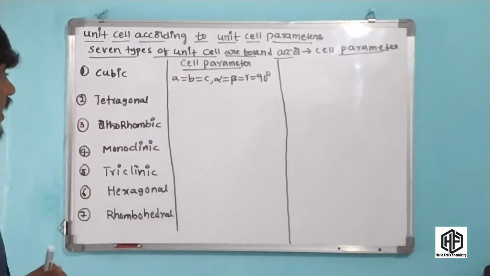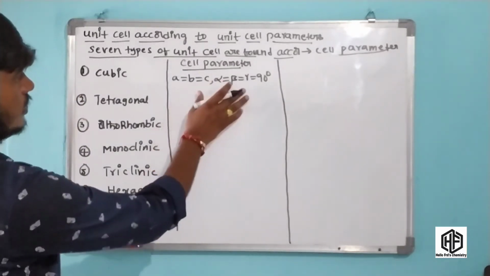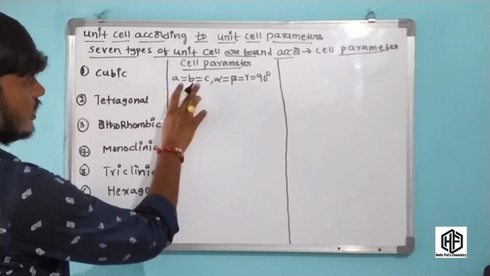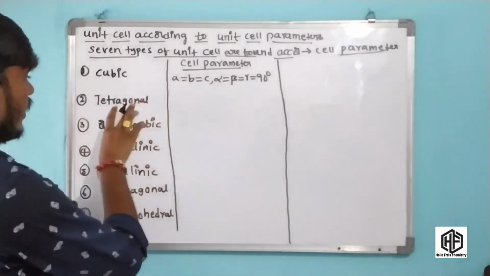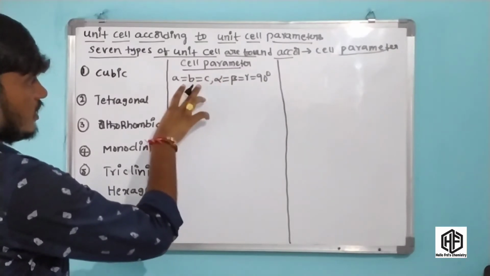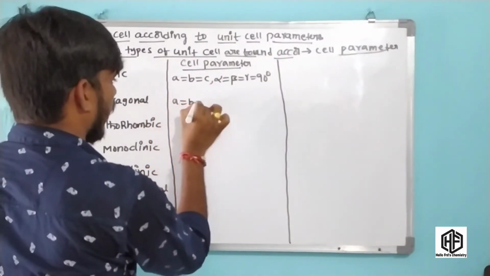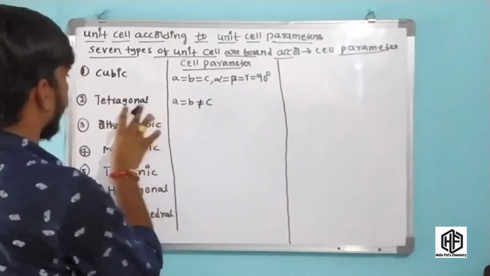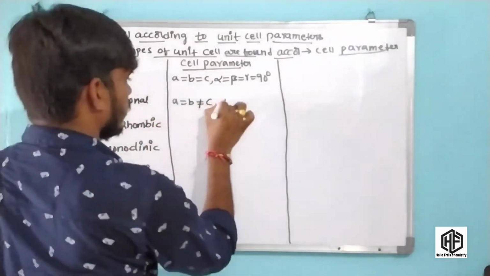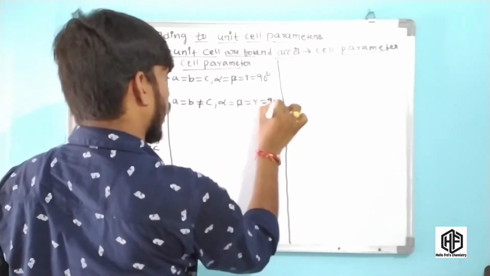The second one is tetragonal. Okay, friends, these are the variations of the cell parameters, the lengths and the angles. In tetragonal, the angles are the same, but the variation is in the lengths: a is equal to b and b is not equal to c in tetragonal, and alpha is equal to beta is equal to gamma is equal to 90 degrees.